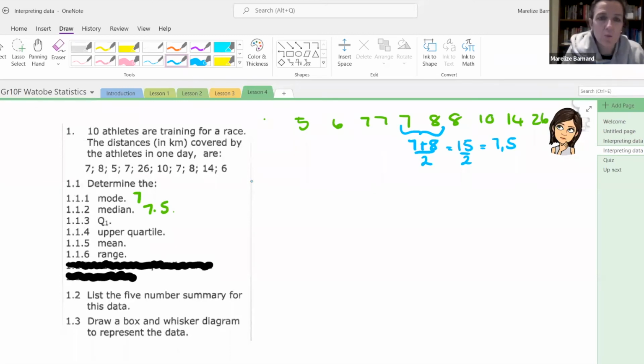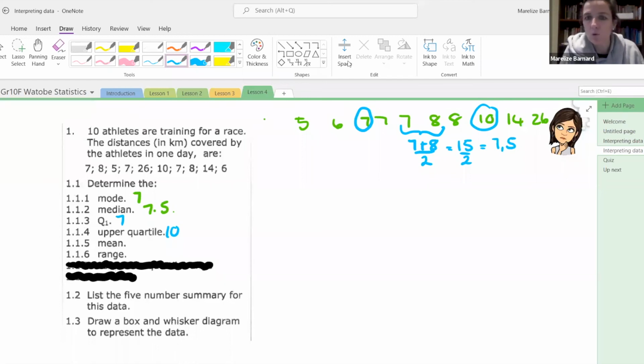Okay, let's go. Q1. What is Q1? Our lower quartile. That is going to be 7. I fully agree with that. Upper quartile, let's pop that in the chat. Upper quartile next. 10. Well done, everybody. Upper quartile. Lower quartile. And then lastly, our mean.